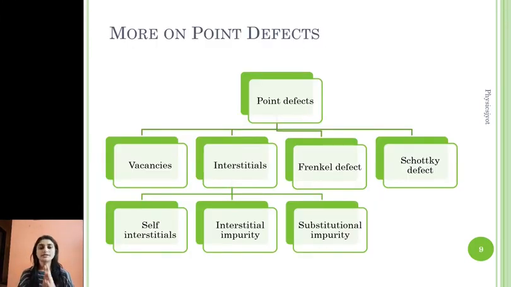So let us talk more about point defects. Point defects are basically of four types. One is vacancy, second is interstitial, third one is Frenkel defect, fourth one is Schottky defect. तो इसमें से interstitial भी जो है उसके फिर से three types हैं: self interstitial, interstitial impurity, substitutional impurity.